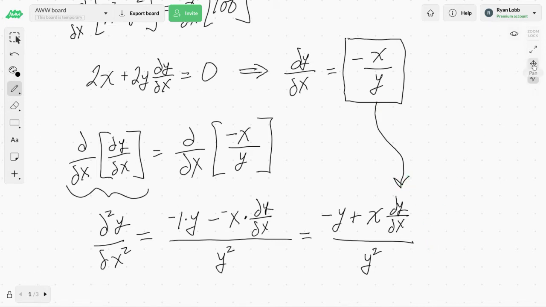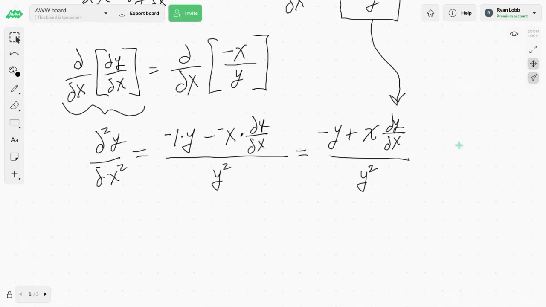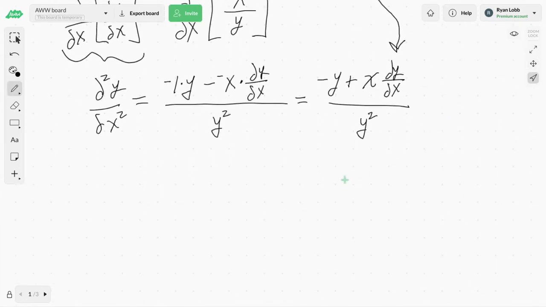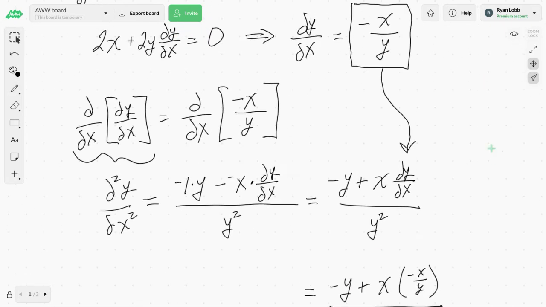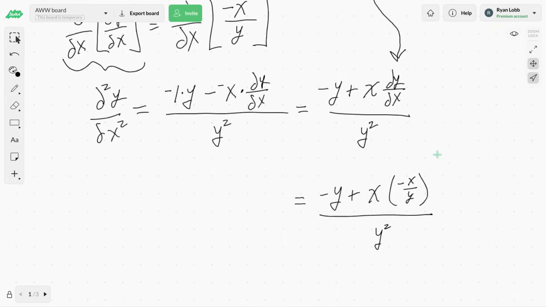So then that means that would just become negative y plus x times negative x over y, all over y squared. So we just replace dy/dx with negative x over y, and now we have our second derivative here. All right, our second derivative is in terms of just x and y.